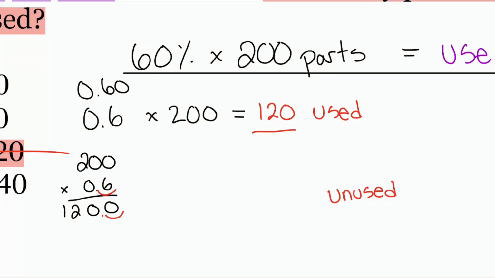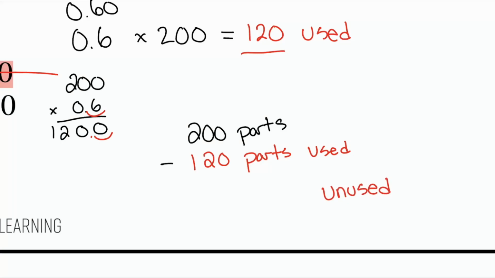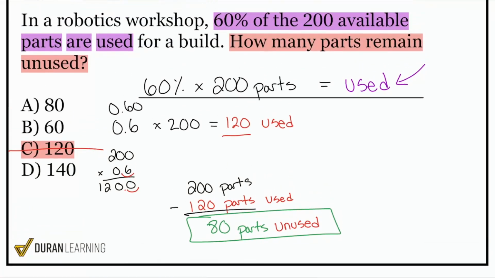We're supposed to subtract, exactly. We're supposed to subtract. Think about it like this, everybody. We had 200 total parts, and if we subtract 120 parts that were used, we are going to get the number of parts that were unused, and that is going to be 80 parts once we subtract. The correct answer, everybody, is actually going to be A, 80 unused parts.